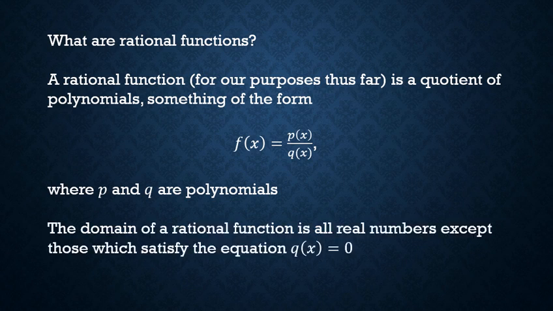The domain of a rational function is all real numbers except those which make the bottom equal to 0. We can't have an x value that makes the bottom 0 because then we're taking some number on top and we are dividing by 0, and that breaks the internet and we just can't have that happening.